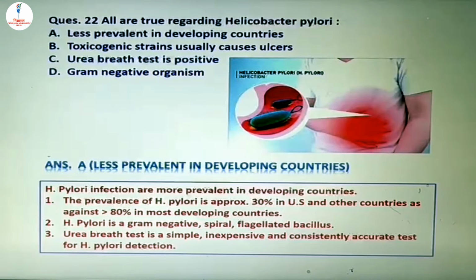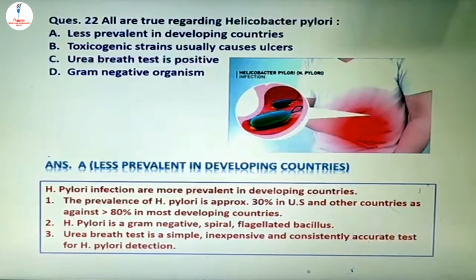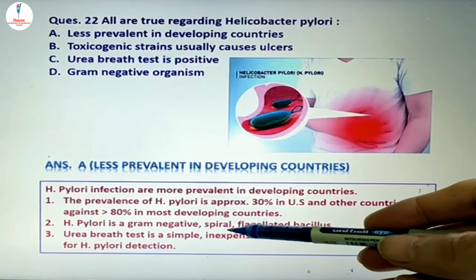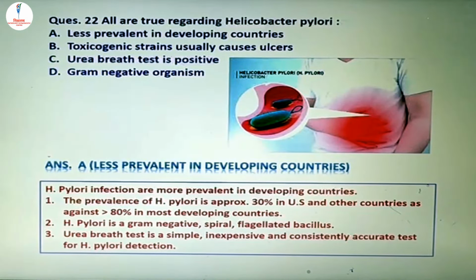Next question, all are true regarding H. pylori except. We must know a few more points: the prevalence of H. pylori is 30% in the developed and 80% in the developing countries. I have also already told you it is a very motile bacteria, a spiral, flagellated, gram negative bacillus, and the urease test is a very important and simple test which is performed at the OPD level.